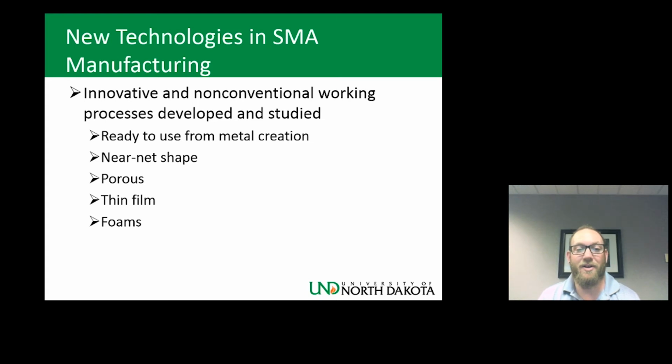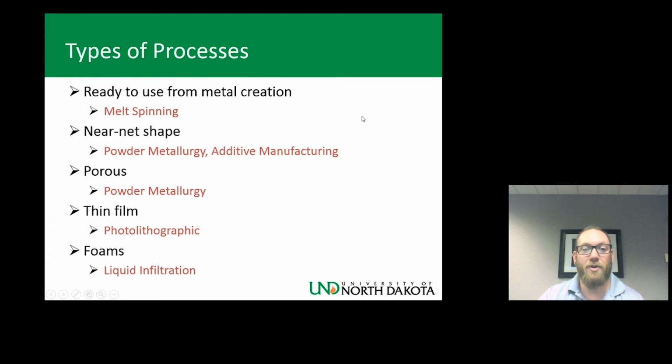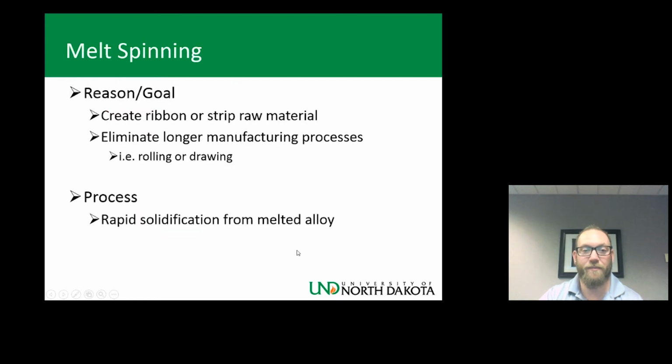And in the area of creating a material that's ready to use from the melt, they've been looking at processes to make near net shaped components, porous components, thin film material, and even foams made out of shape memory alloys. These processes include melt spinning, powder metallurgy and additive manufacturing, photolithographic for thin films, and liquid infiltration for foams.